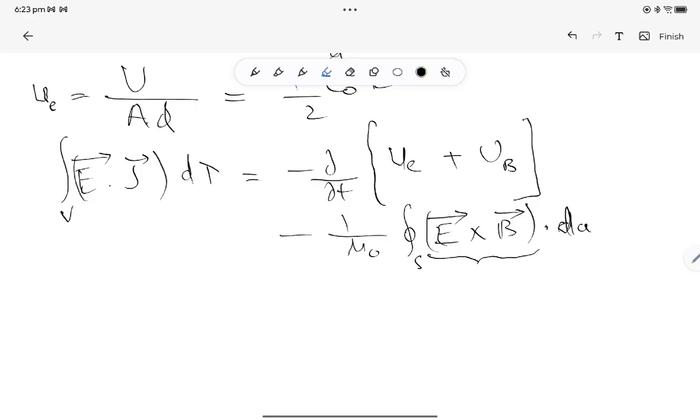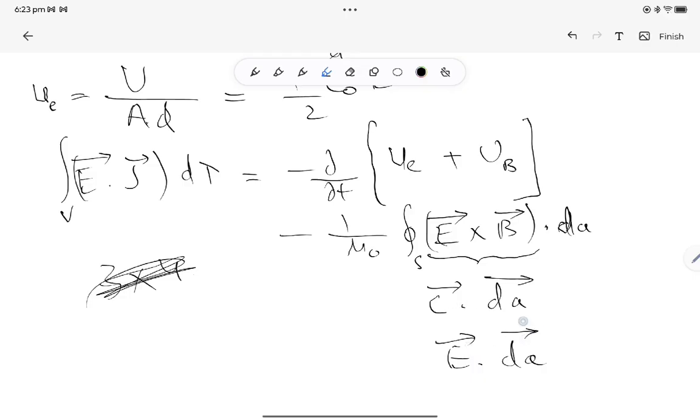That is neither E nor B. It is something different. Something like 3 into 4. It is neither 3 nor 4. It is 12. So E cross B is some different vector. Now if you write C for that vector, what is this C dot dA? We compare it with E dot dA, electric flux.